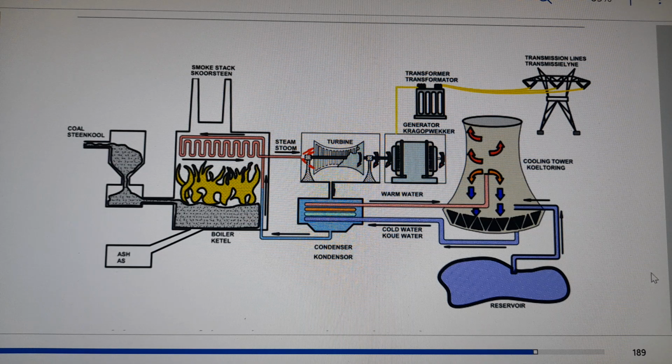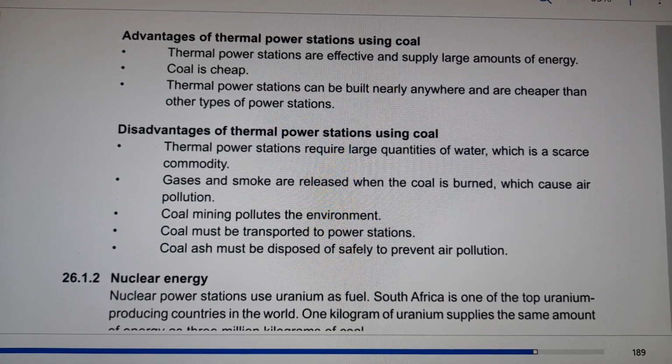Okay, so that is the electricity generation process. So now let's look at the advantages of coal power stations, or sorry, thermal power stations using coal. Thermal power stations are effective and supply large amounts of energy, and coal is cheap. Thermal power stations can be built nearly anywhere and are cheaper than other types of power stations.